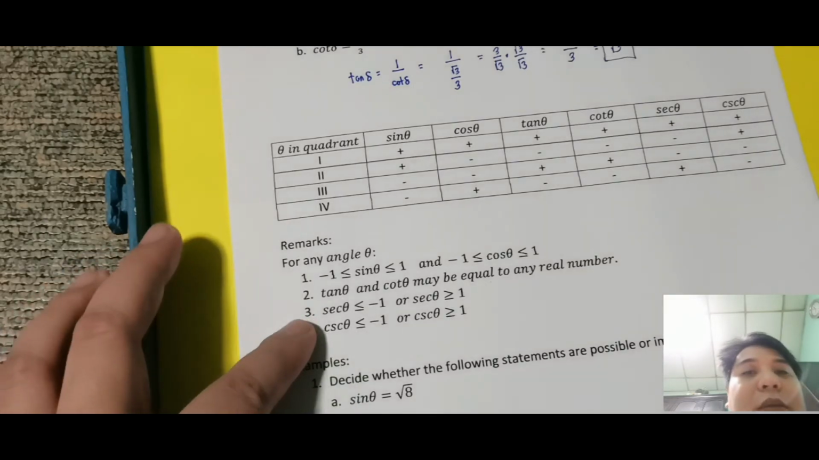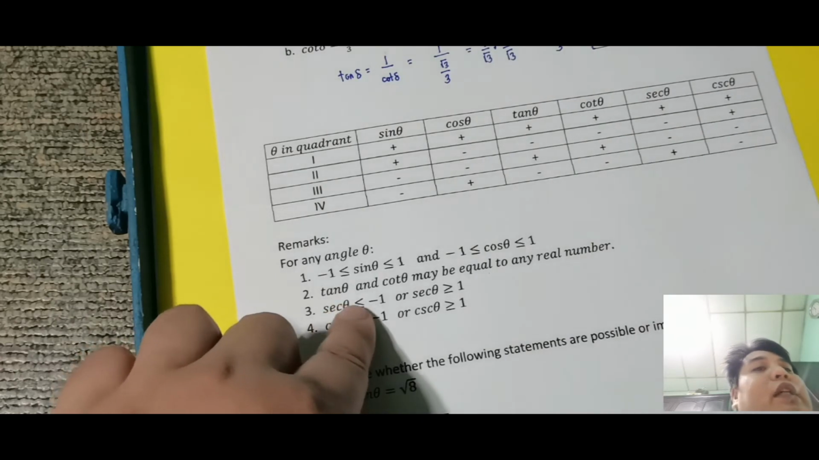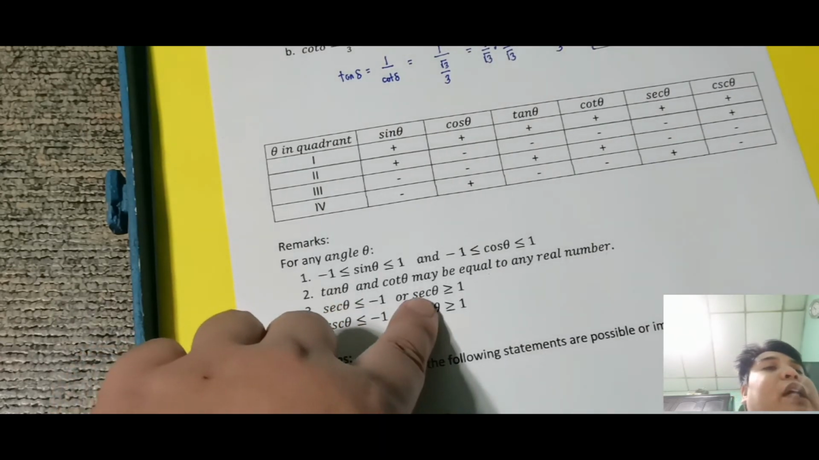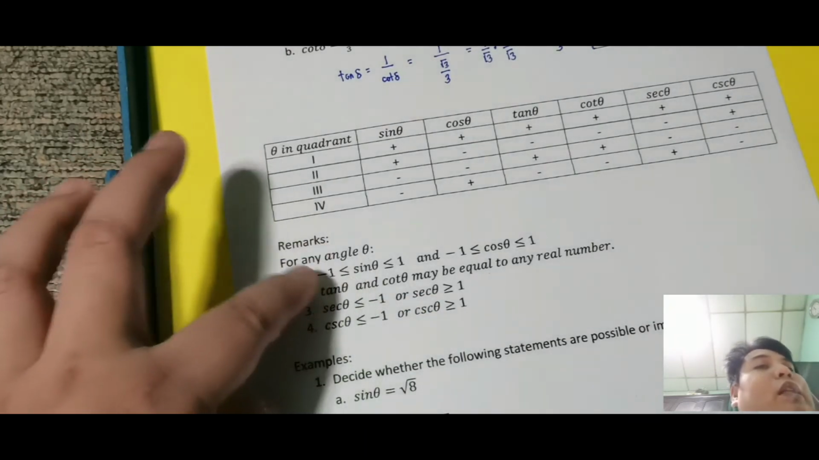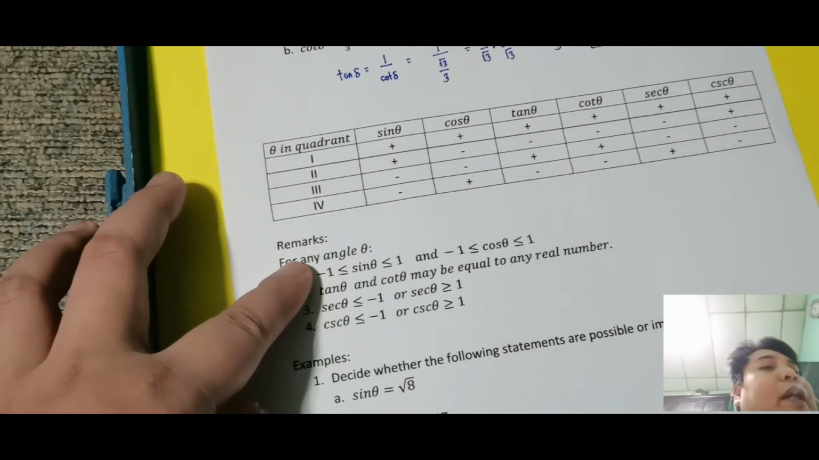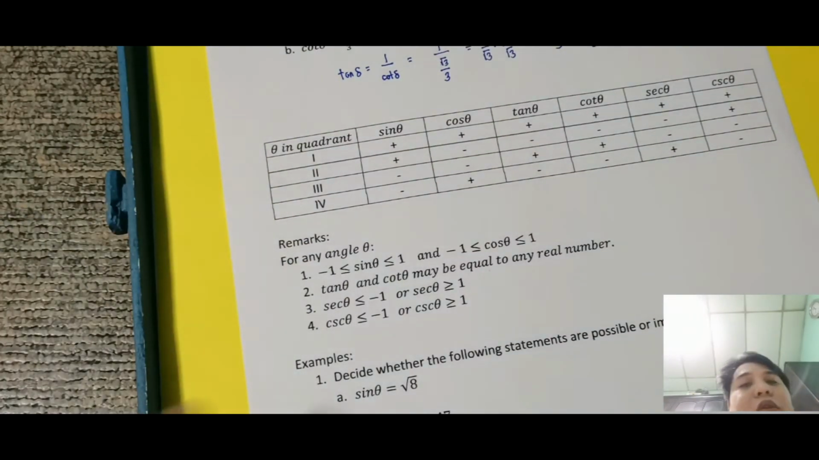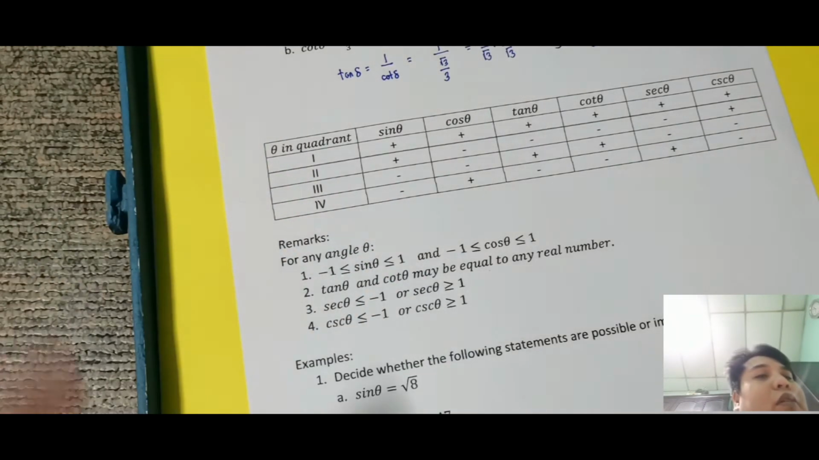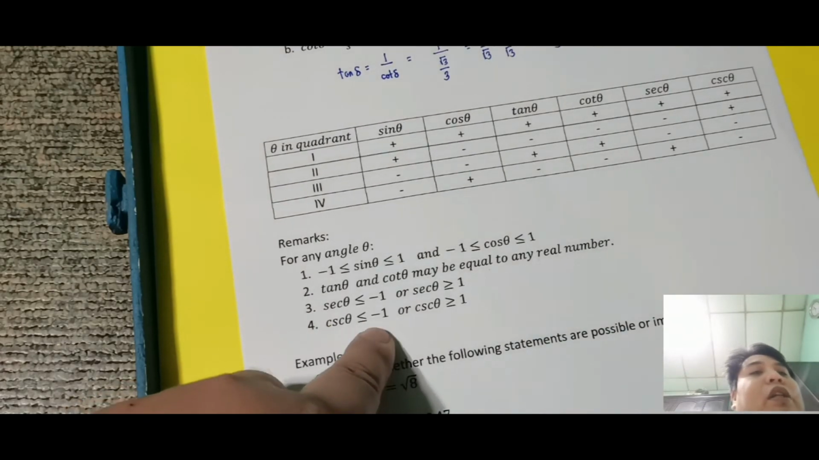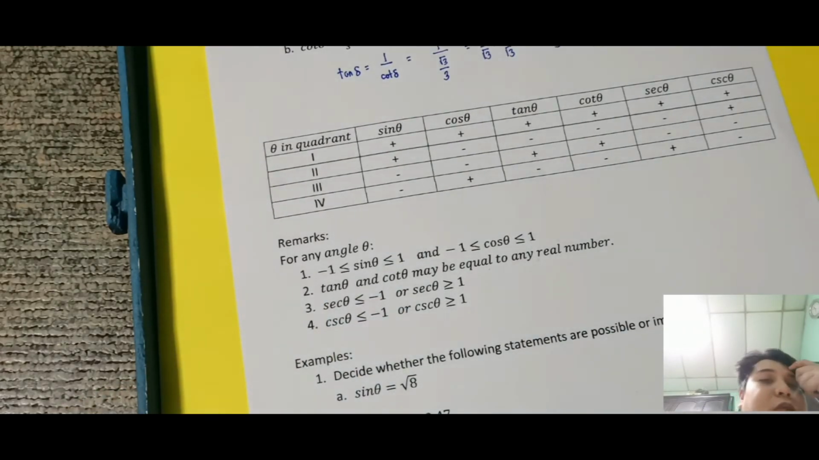Okay, next is number 3, yung secant theta is less than or equal to negative 1 or secant theta is greater than or equal to 1. Baliktad dito, ito in between, tama, ito outside. So mas mababa pa siya sa negative 1 or equal sa negative 1, or mas mataas pa siya or equal sa 1, pero walang 0 dyan. Walang secant theta is equal to 0, walang secant theta is equal to 1 half, walang negative 1 half, wala silang mga ganun, walang mga value na ganun, walang angle. Same as cosecant theta is less than or equal to negative 1 and cosecant theta is greater than or equal to 1. Opposite yan.